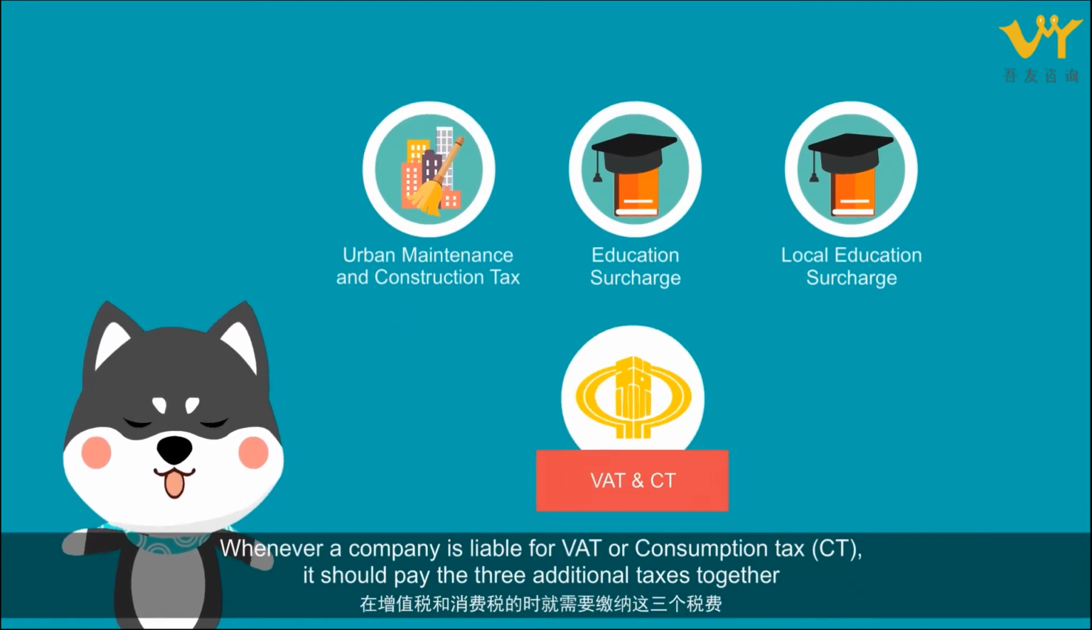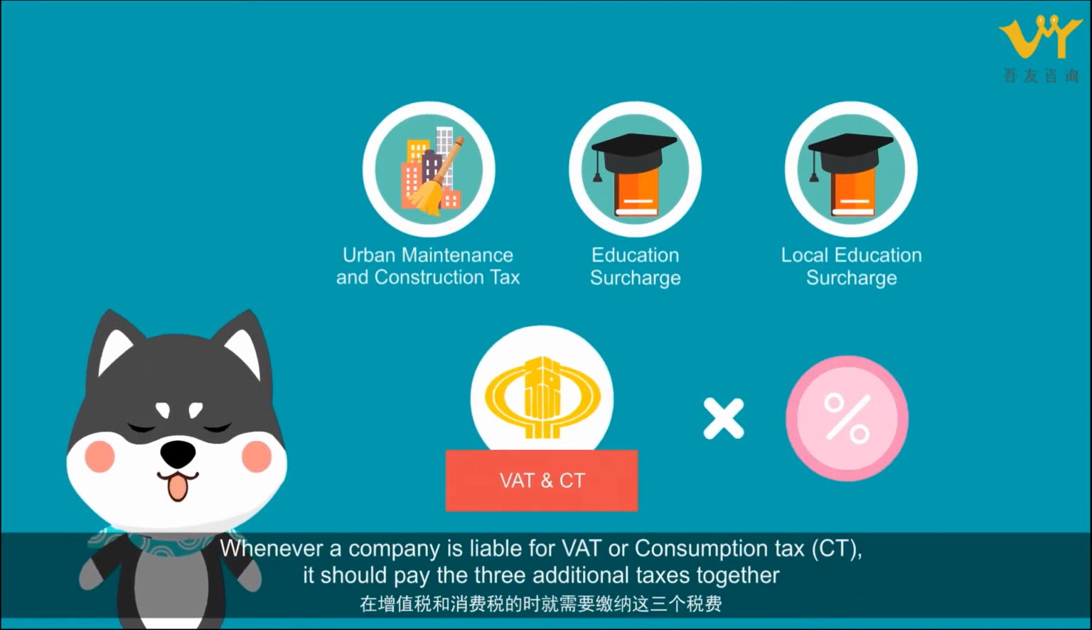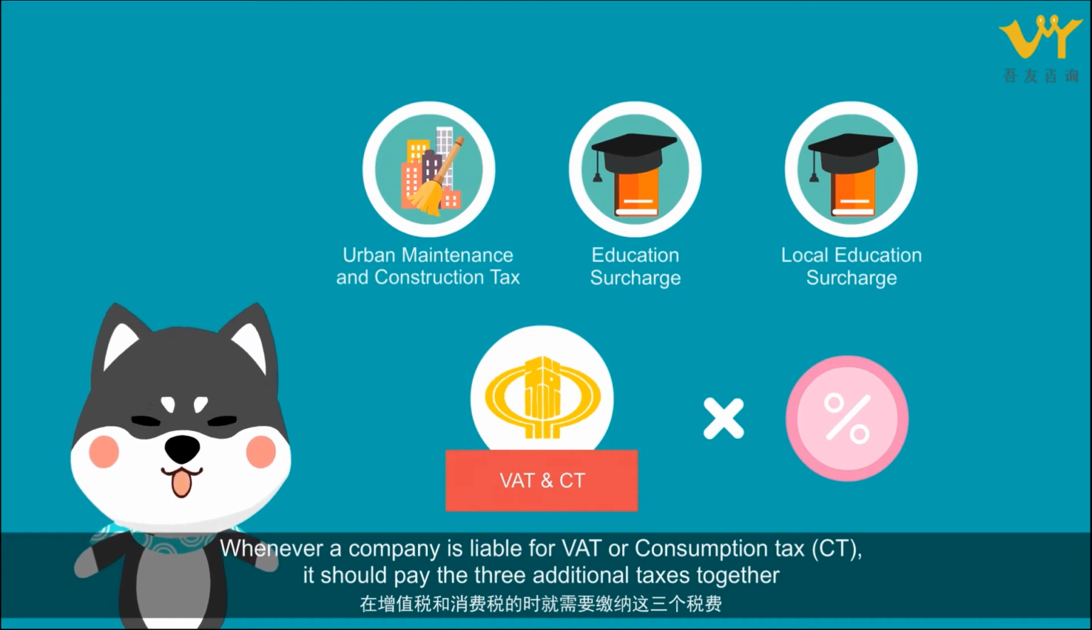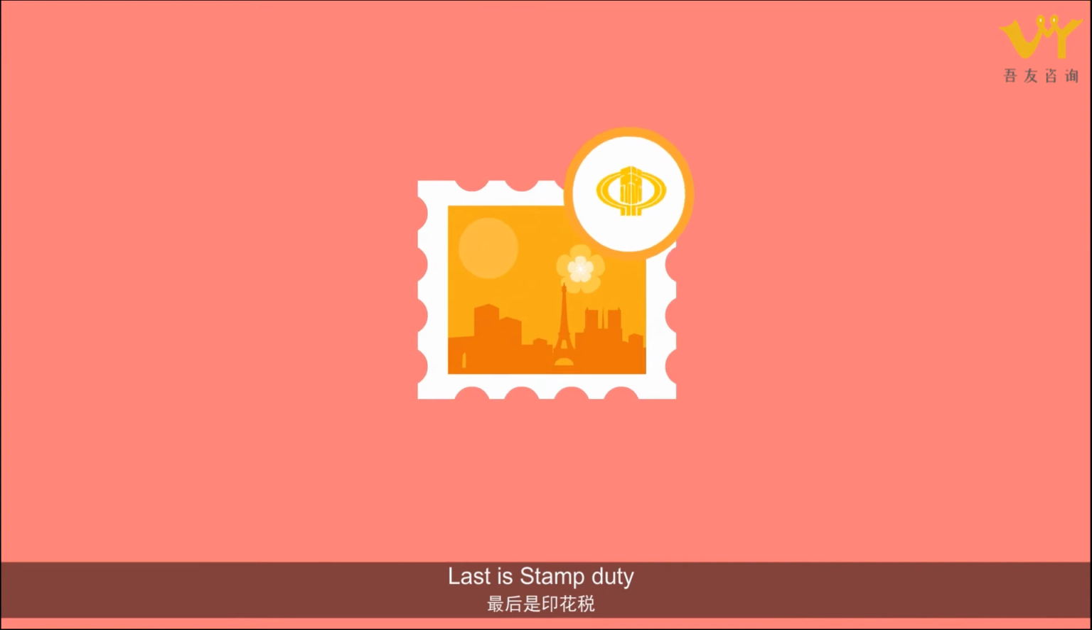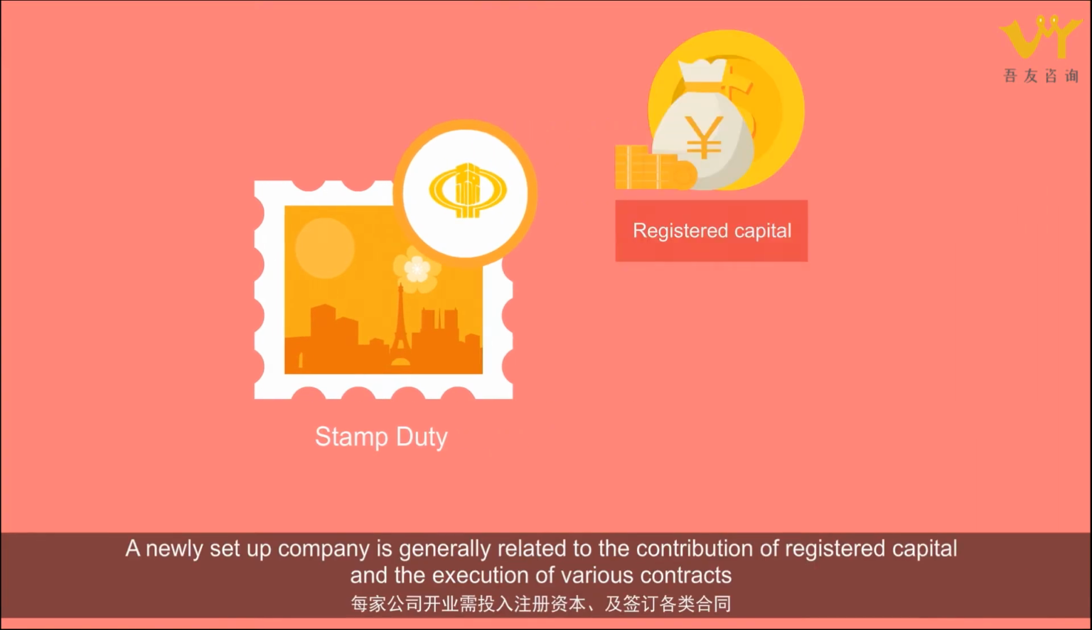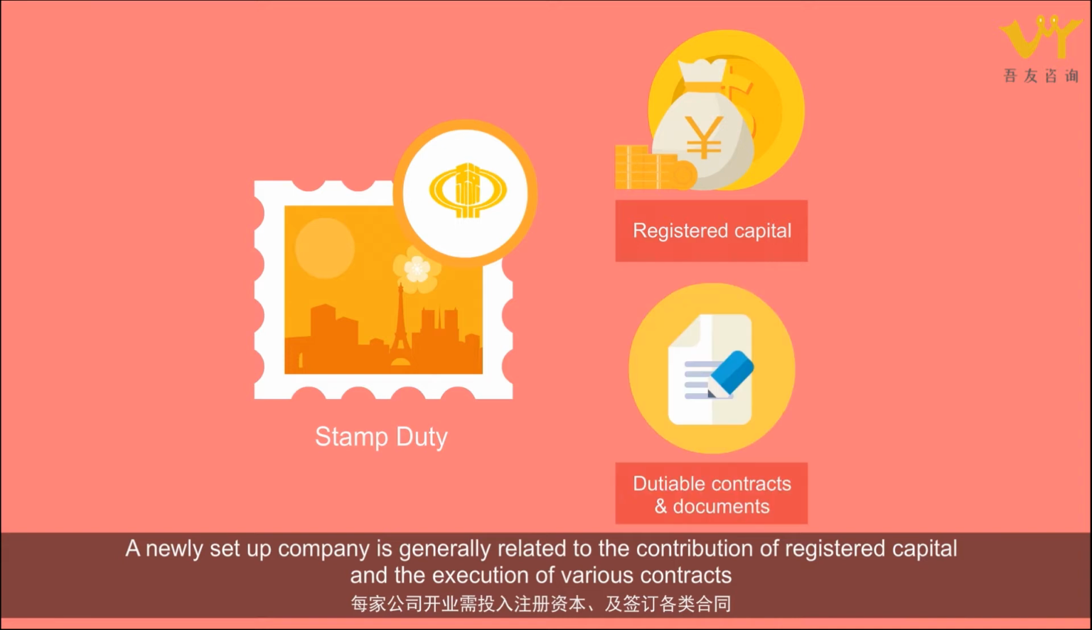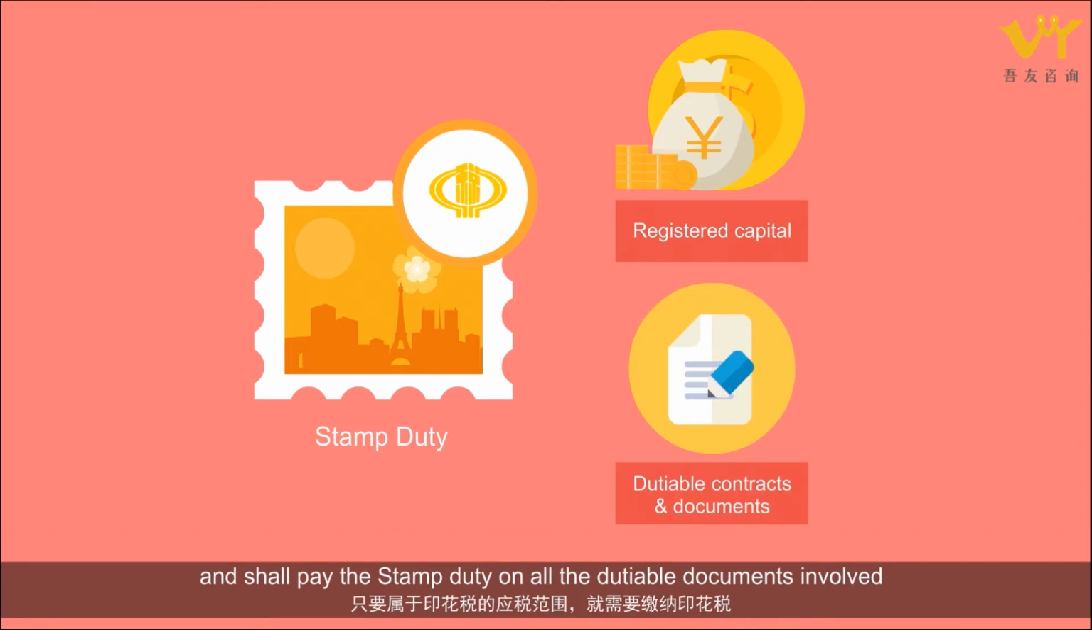Whenever a company is liable for VAT or consumption tax, CT, it should pay the 3 additional taxes together. Last is stamp duty. A newly set up company is generally related to the contribution of registered capital and the execution of various contracts, and shall pay the stamp duty on all the dutiable documents involved.